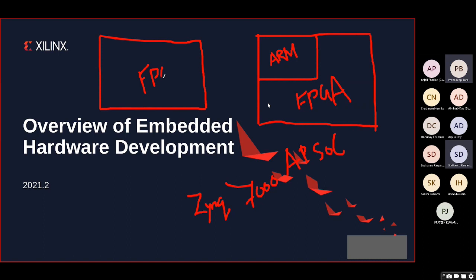Sir, what does ARM stand for? Advanced RISC Machine. It's a microprocessor core. I don't know it basically. Oh, okay, fine. No worries. I will explain what ARM is and how it came about.